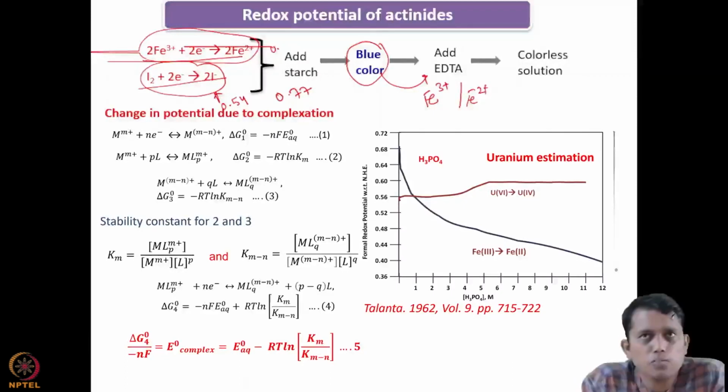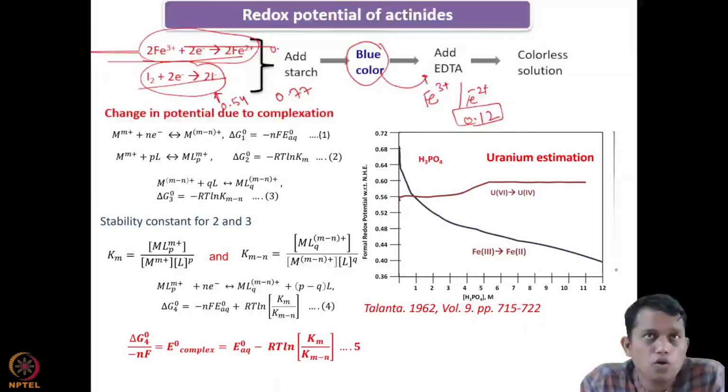And the moment it gets complexed, its redox behavior will change. Now the reduction couple is no more 0.77, rather it decreases to something like 0.12. And since the redox potential has been changed, the course of reaction will change and you will get a colorless solution. Why? Because now there is no more iodine.